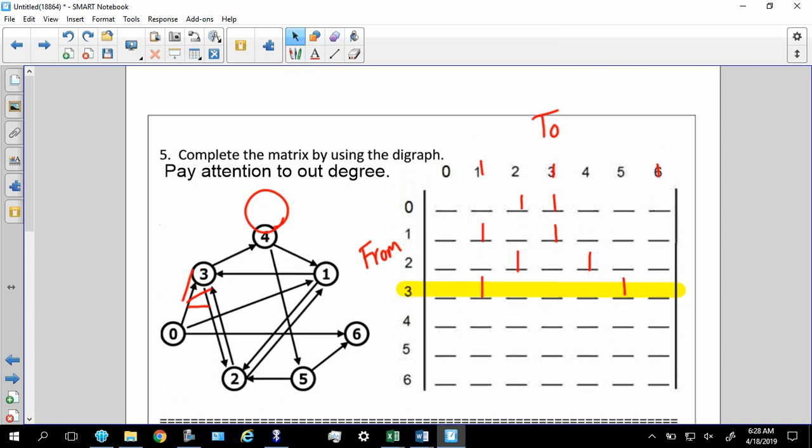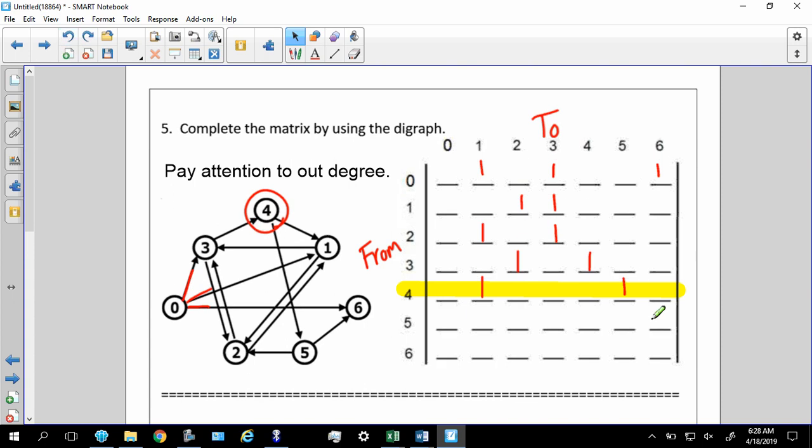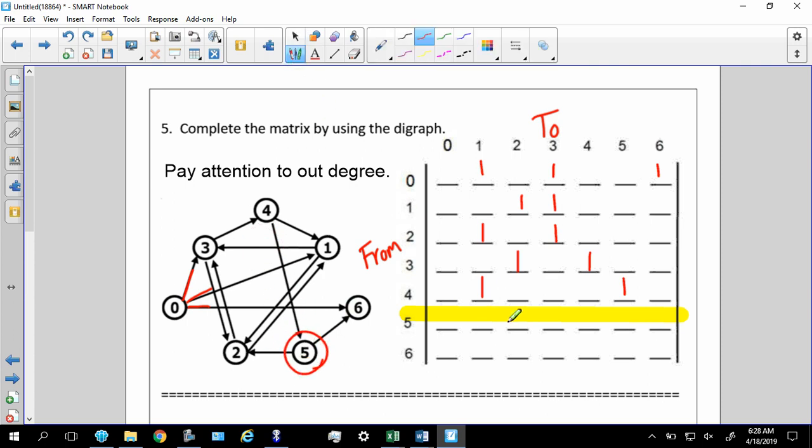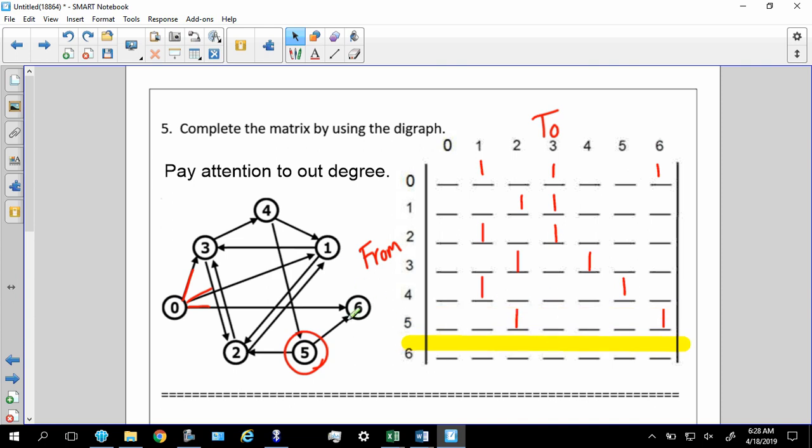Now vertex 5. 2 arrows leaving it, going to a 2 and going to a 6. And then lastly, let's try this again. Vertex 6. Notice that there is nothing leaving vertex 6. So that entire row will be nothing but zeros.